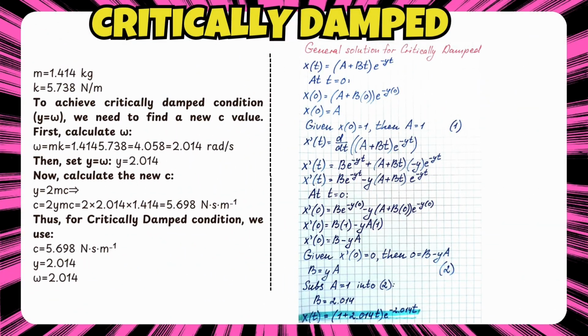For the critically damped condition, we need to ensure that our damping ratio is equal to our natural frequency omega. However, using the initial m, k and c values from the problem, our system would be underdamped. Therefore, to demonstrate the critically damped behavior, we must adjust the damping coefficient c while keeping m and k constant. After all the calculations we did, we have the displacement equation for the critically damped condition. It is x(t) equals (1 + 2.014t) times e to the power of negative 2.014t.